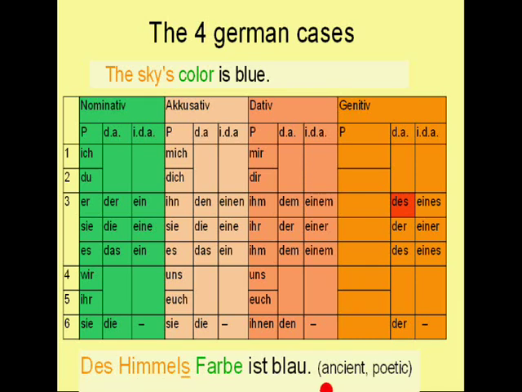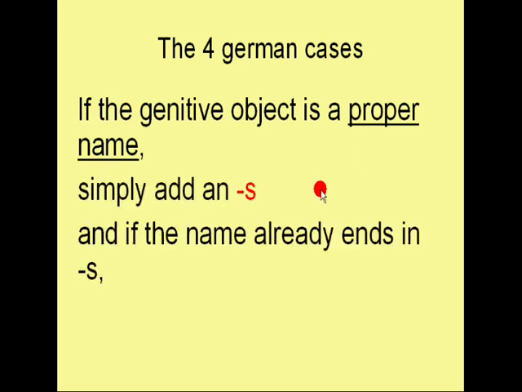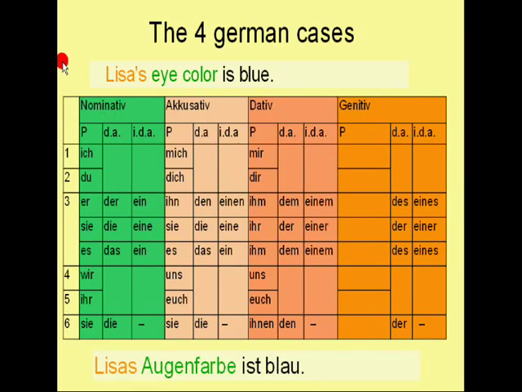The only time when we use this word order in the modern German language is when the genitive noun is a proper name. Now what you need to know is that when a genitive object is a proper name, we simply add an S, and if the name already ends in S, we add an apostrophe. Now let me show you this by an example. Lisa is a proper name, and Lisa doesn't end in S. The sentence in English reads Lisa's eye color is blue. So in German, we add an S to the proper name Lisa, and we would read it, Lisas Augenfarbe ist blau.